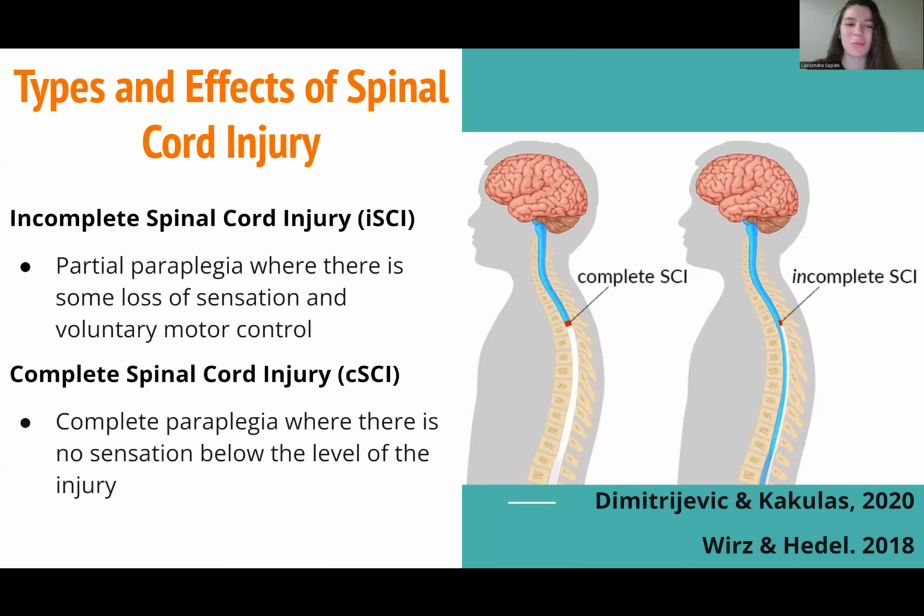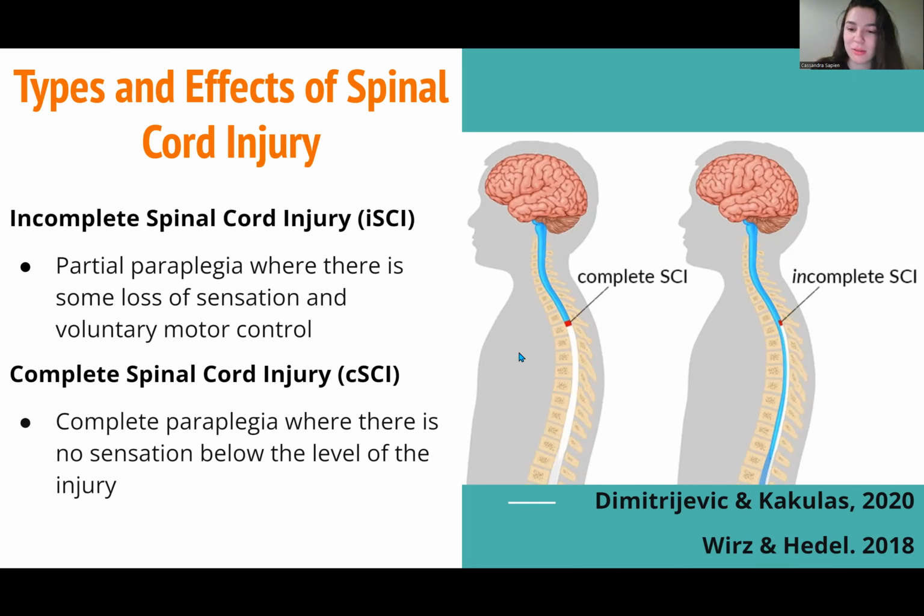Pretty much this is where there is some loss of sensation and voluntary motor control. And for somebody's daily ability, everyday life, it will depend on their proprioception and muscle strength, especially. That's what they'll mainly be working on. Complete spinal cord injury will be complete paraplegia, where there is no sensation below the level of injury.